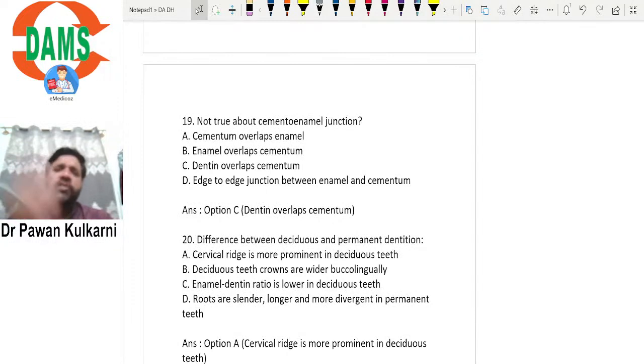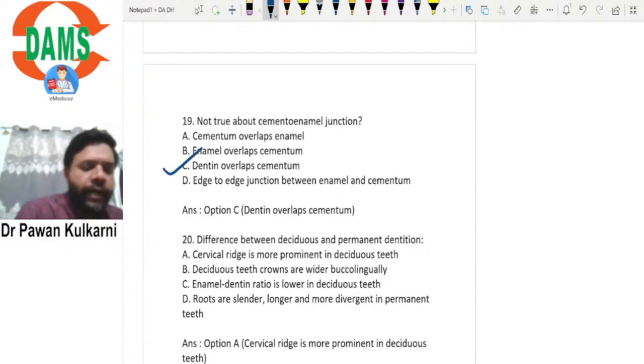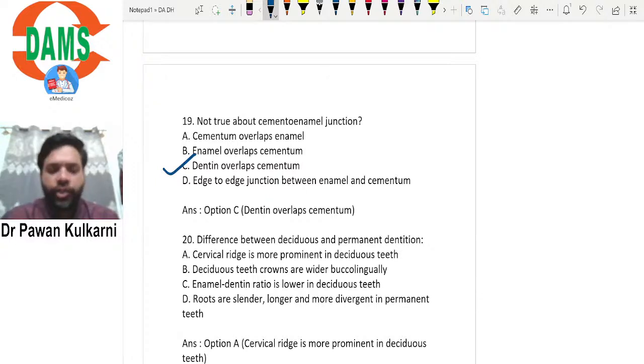We know that CEJ is of three types: overlap type, sharp type, and gap type. Okay, if you see this, dentine overlaps cementum. There is no role of dentine in the cemento enamel junction. So obviously the dentine overlapping cementum is not a type of cemento enamel junction.